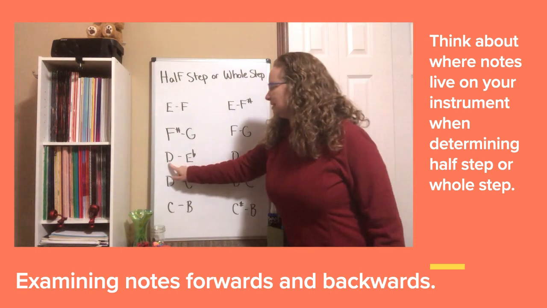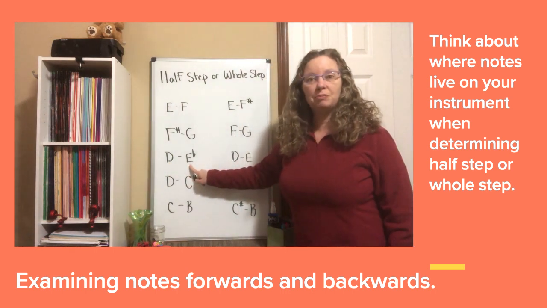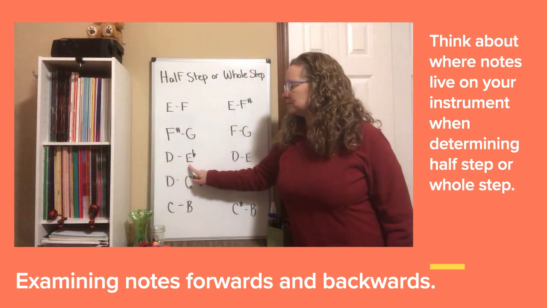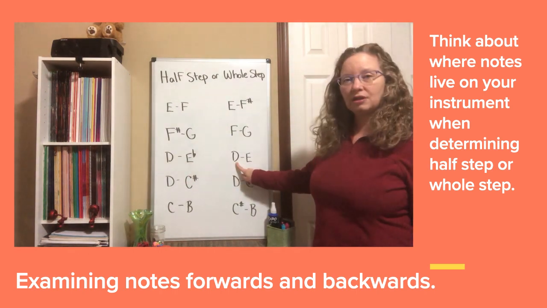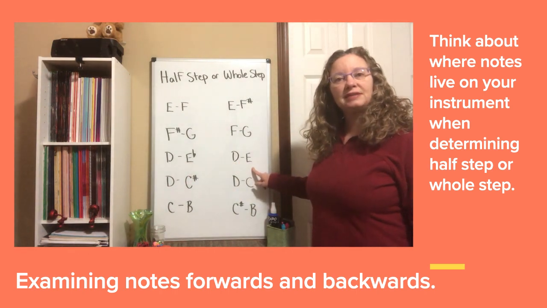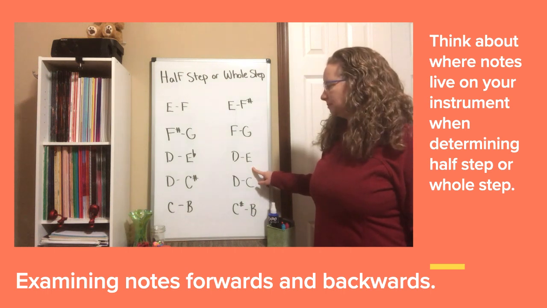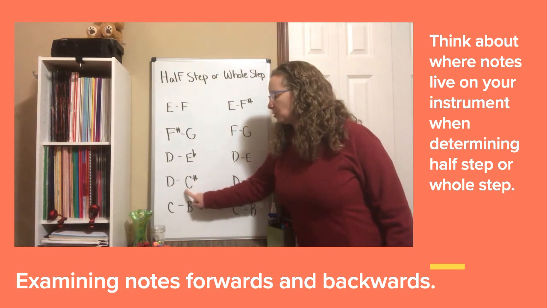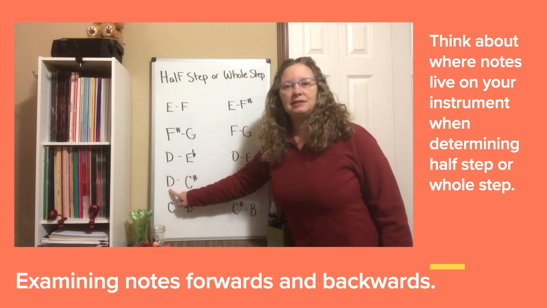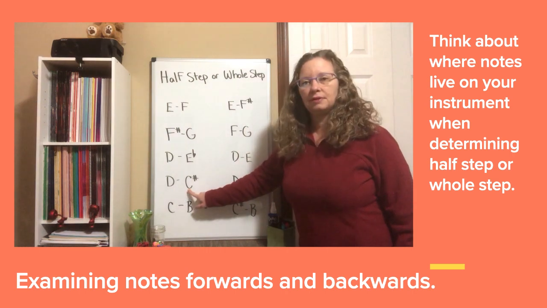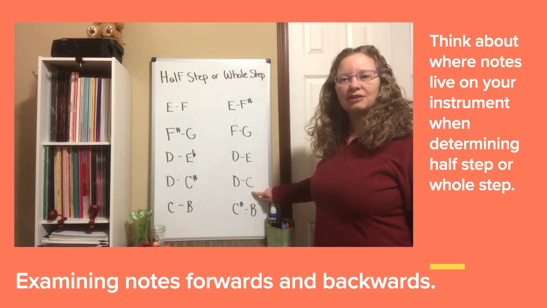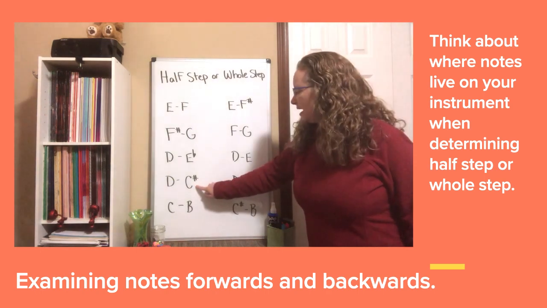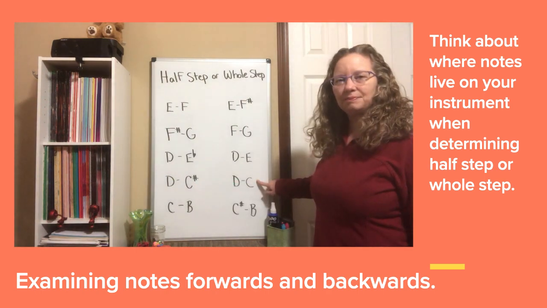Okay, so D to E flat, that pulled back first finger compared to the open string, that is a half step. Whereas D string compared to first finger on the tape is a whole step. Now here's an example of going backwards. Think of your high D and your C sharp and compare it to your high D and your C natural. So this is the half step and here's the whole step.